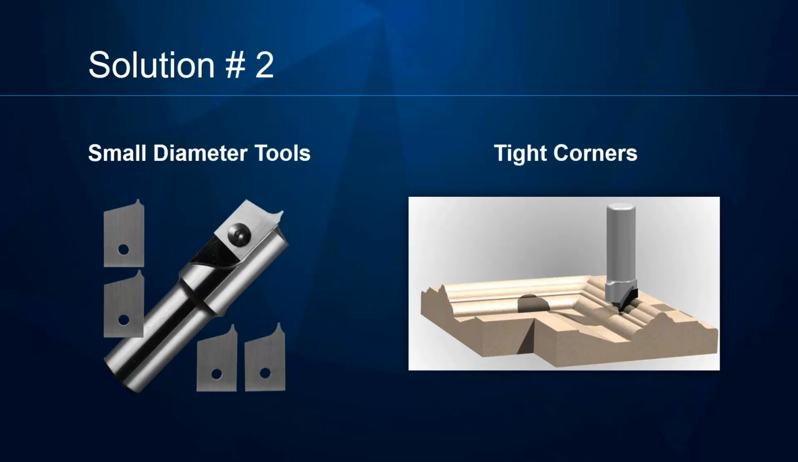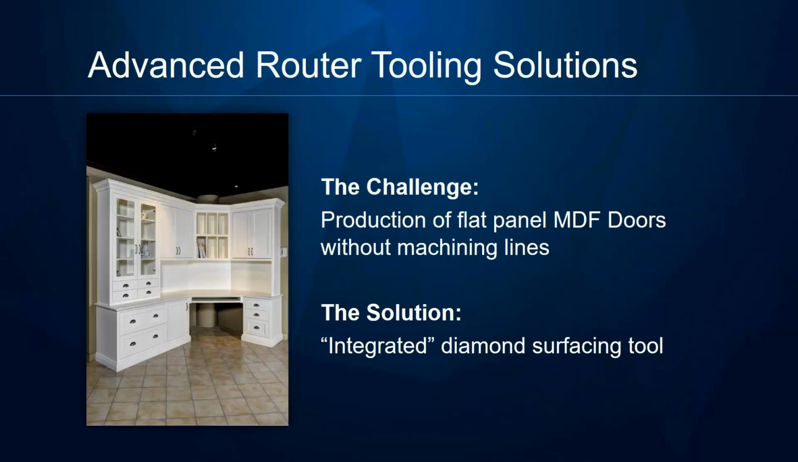The next slide would be advanced router tooling solutions. It shows a picture of an MDF door flat panel. And again, this has become very popular in contemporary kitchens, and we have a lot of customers trying to optimize their process for it. So that shows the example of the kitchen.